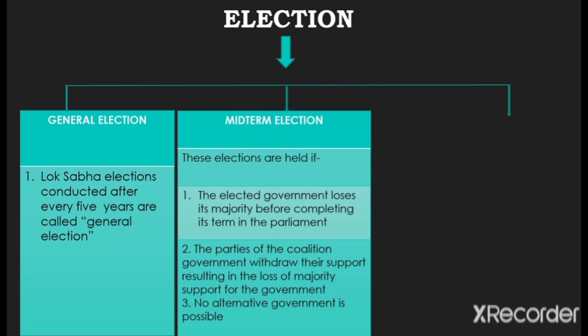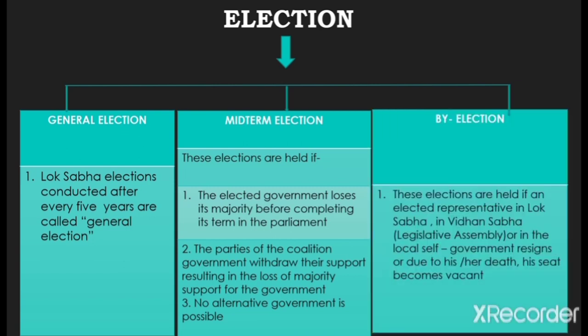The parties of the coalition government withdraw their support, resulting in the loss of majority support for the government. For example, if two parties came together and got elected, but later one party withdraws the support, then there is no majority support, the government collapses, and again there are re-elections. And if no alternative government is possible, then again there are re-elections. Midterm elections are basically conducted before the ending of the tenure.